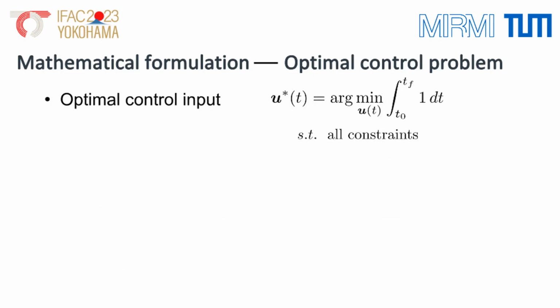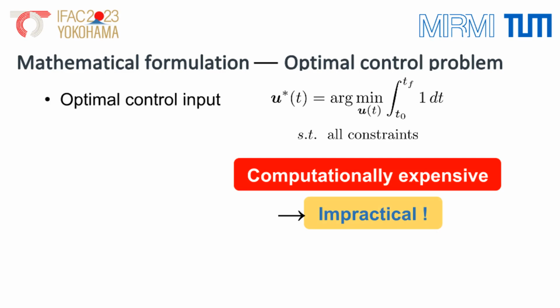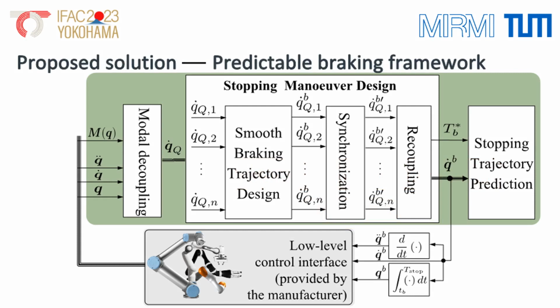Although it generates optimal solutions, numerical optimization methods typically impose high computational demands, and it also requires long time to evaluate. This renders estimating the braking distance online impractical. Instead, we propose an alternative braking framework that allows evaluating the robot braking time and estimating the stopping distance online. The overall architecture of our predictable braking framework is as shown.